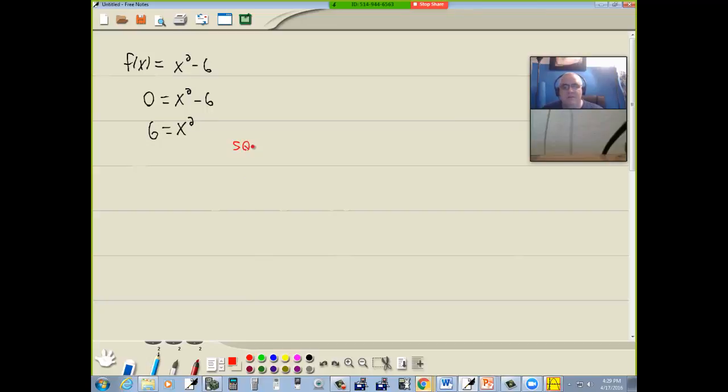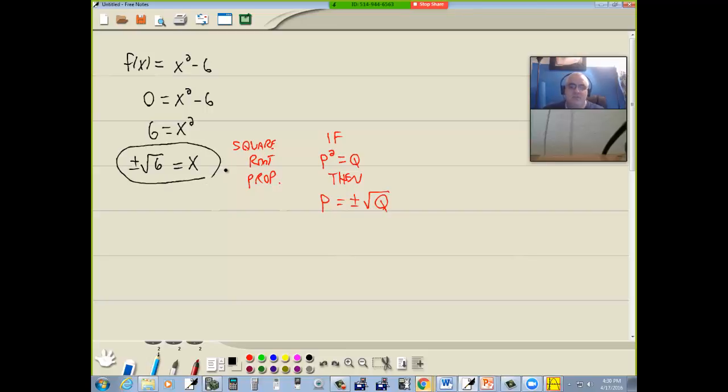Now this is something called the square root property. Square root property says if you have something squared equal to something else, then you drop your squared and you put a plus or minus square root around the other side. So in this problem, I dropped the squared and I put a plus or minus square root around the other side. And that's where they get the plus or minus square root of 6.